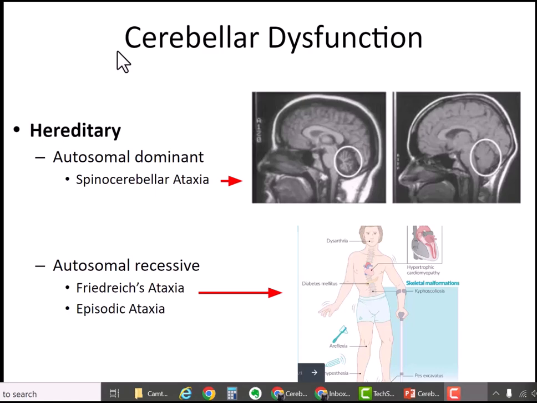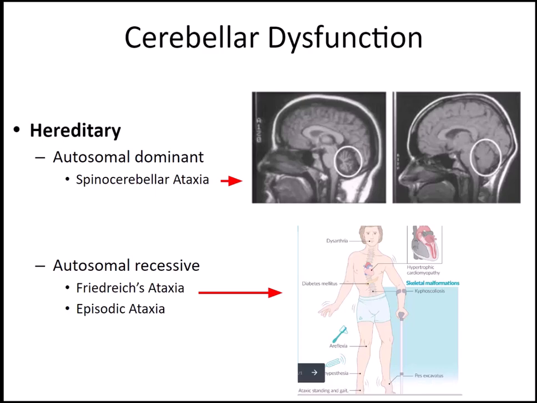Another way you can inherit cerebellar dysfunction is in an autosomal recessive manner, and Friedreich's ataxia is an example of this kind of problem. You can see from the picture on the right-hand side of the slide that this patient population has hypertrophic cardiomyopathy, or just an enlarged heart. They present with dysarthria, typically diabetes, and are very well known for scoliosis, areflexia, significant ataxia with their gait and in standing, as well as pes cavus.